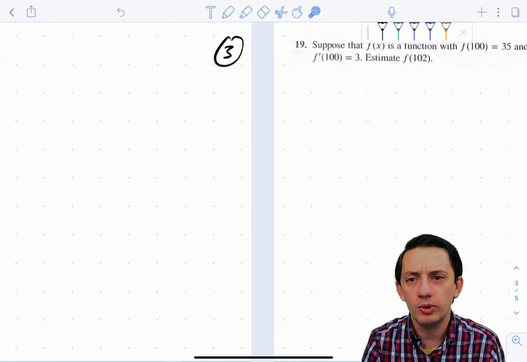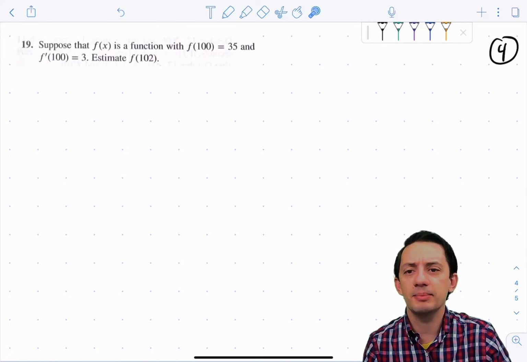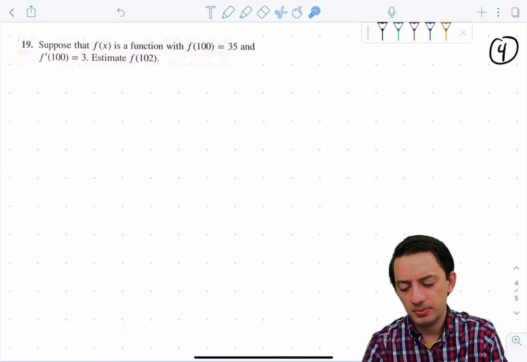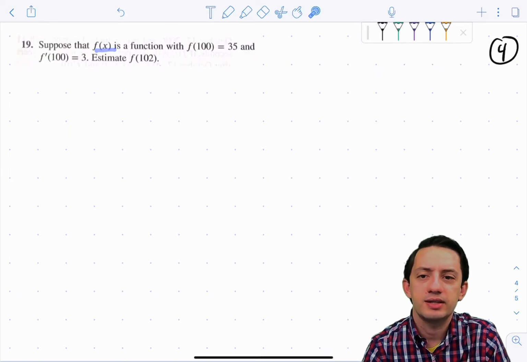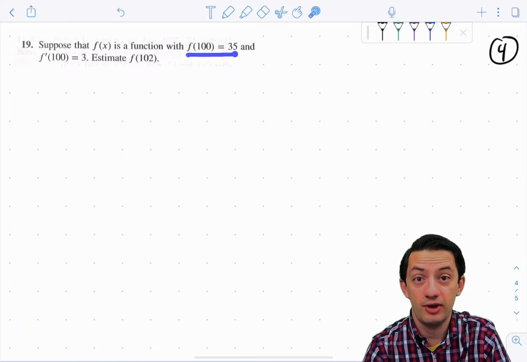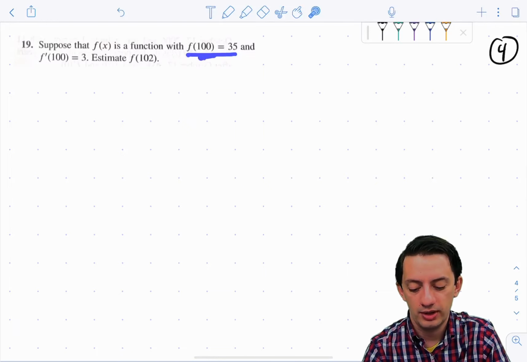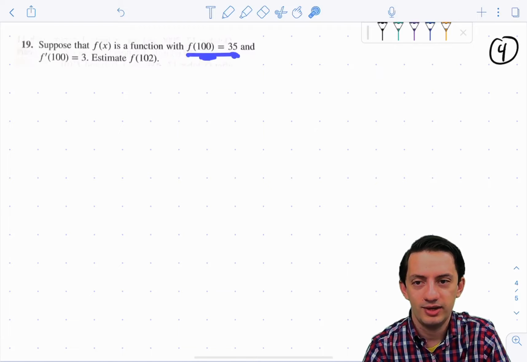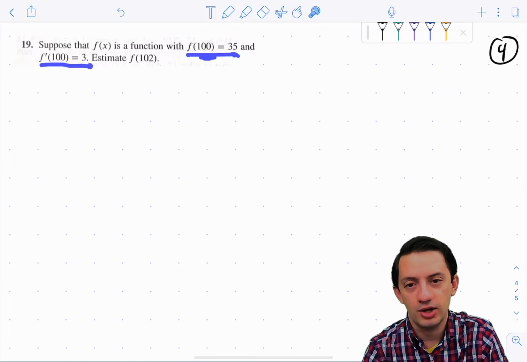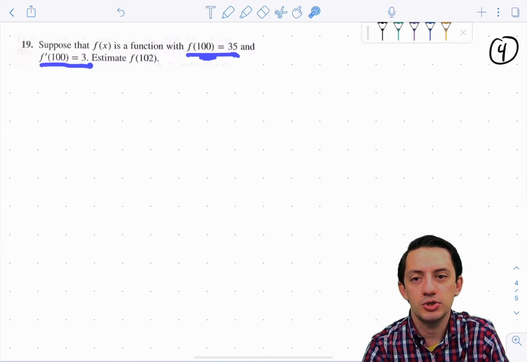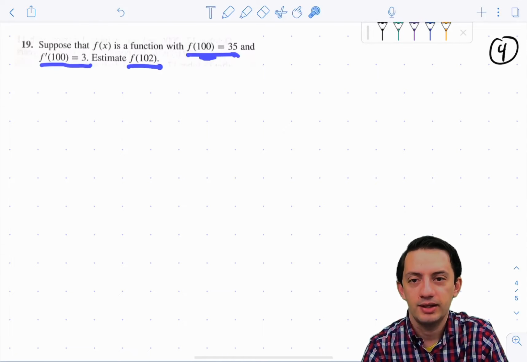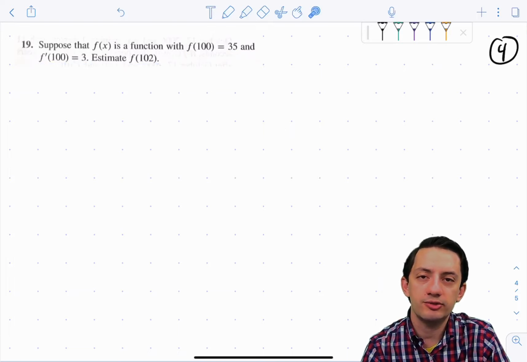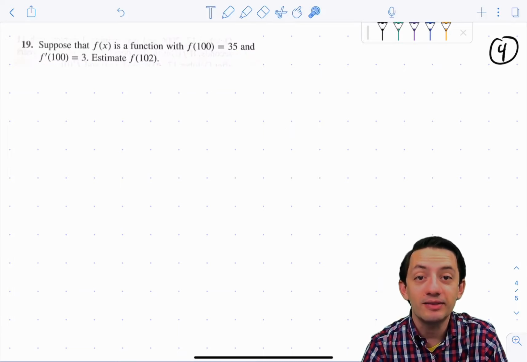I think we've got one more problem here. This is number 19. It says, suppose that we have a function f of x, and we only know two things. We know f of 100 equals 35, so that means the value at 100 is 35, and we know the derivative at 100 is 3. We're supposed to use this information to estimate f of 102. Okay, so we're going to use this information to get the best estimate we can given this information.